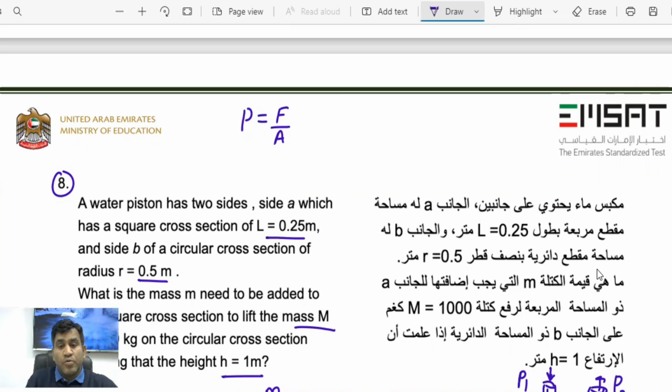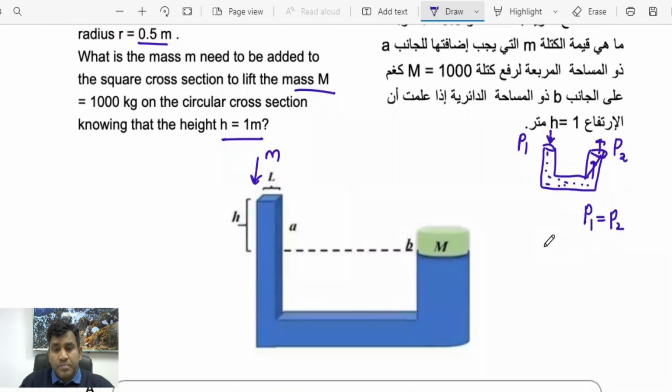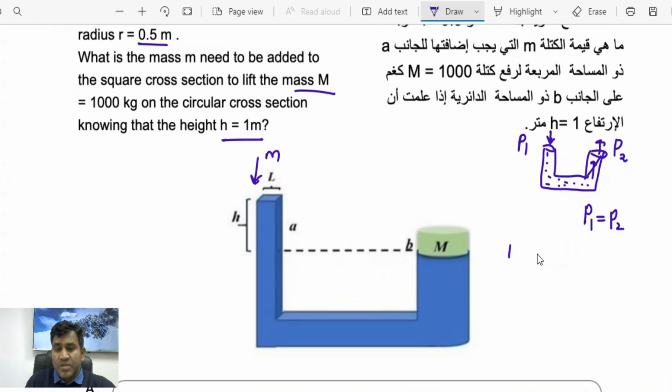When we are talking about the force vertically, according to Newton's law, force is mass times acceleration. In this case, force is going to be mass times the acceleration due to gravity, because we are talking about gravitational acceleration, with the object moving vertically. So we can modify this according to Pascal's law. I can write P1 as F1 divided by A1 equal to F2 divided by A2.